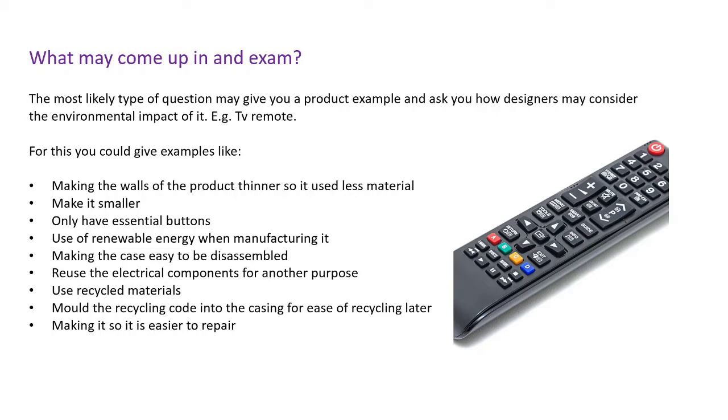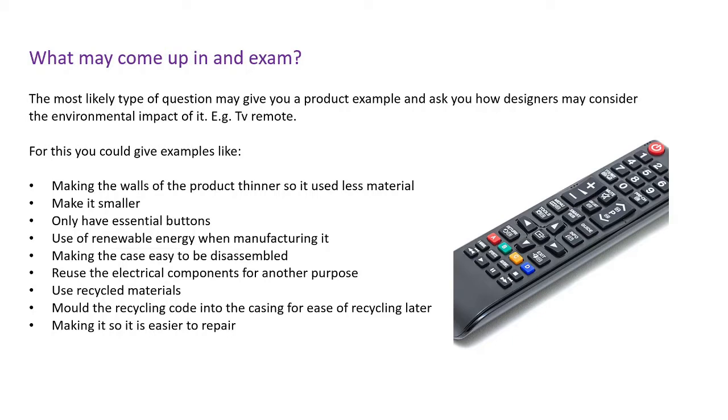And there are some generic answers you can give. Some will be more specific, say, to a kettle because it's electronic compared to something else. But there are some generic ones you can use. So things like making the walls of the product thinner, so it's using less plastic and not as bulky, making it generally smaller anyway, only having essential buttons. Like on your TV remote, how many of the buttons do you actually press? Probably 4. How many buttons are there? Like 20 or more.